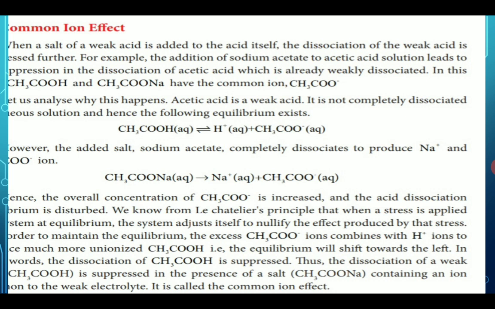So let us analyze what happens. See the first equation. Acetic acid gives H plus ion and CH3COO minus acetate ion, and sodium acetate gives sodium ion plus acetate ion. In both cases we have acetate ion as the common ion. So this is what you call the common ion effect. So the overall concentration of the acetate ion is increased. Therefore the dissociation of the acid is depressed. So this is the common ion effect in this particular equation. If you read it completely, you can understand.